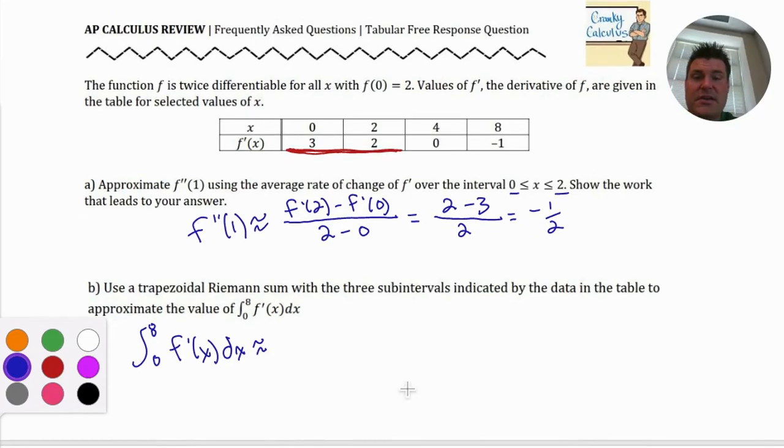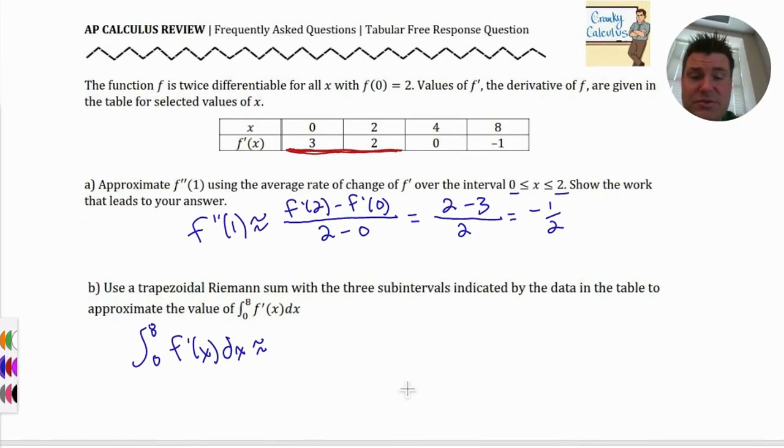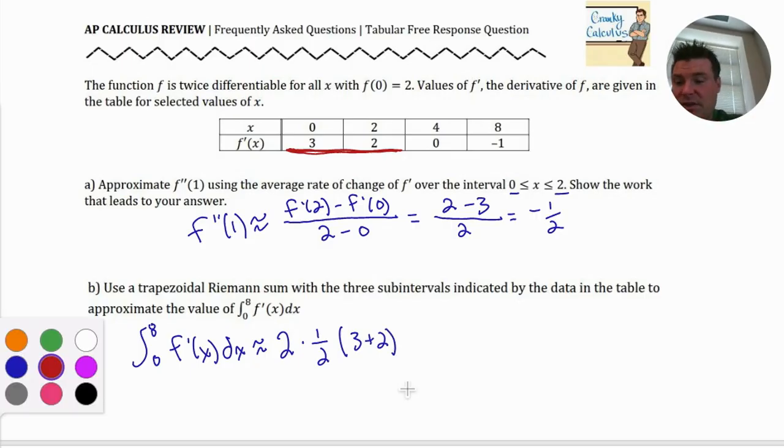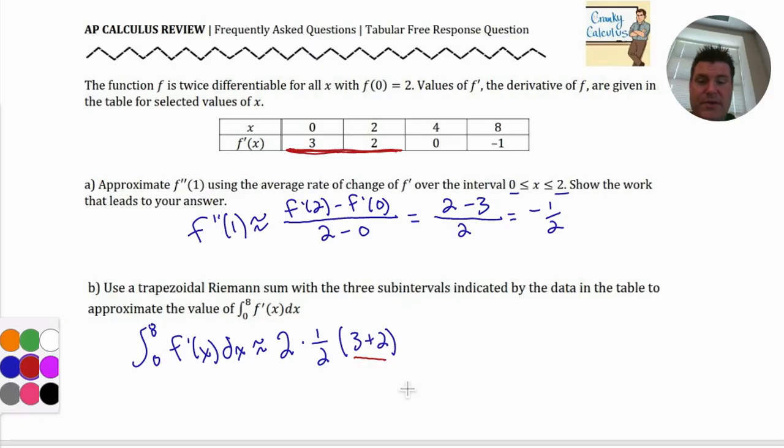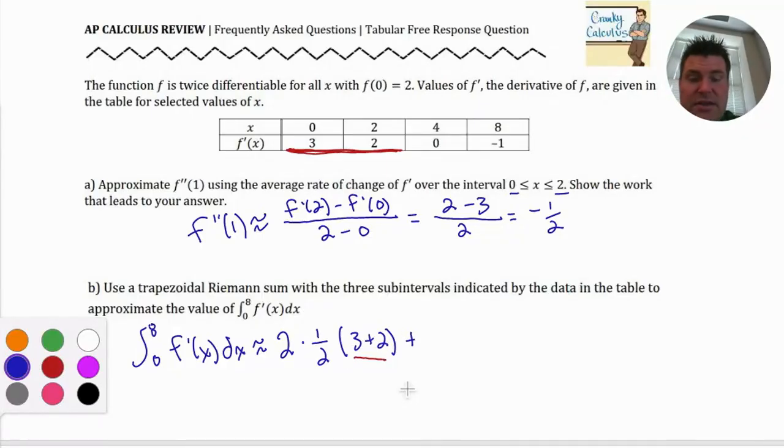So the difference from x equals 0 to x equals 2 is 2 times the average height, which is 3 plus 2. So what I just underlined in red is going to be what I just did right here. Those are going to correspond. Okay? And then now let's go ahead and do plus. We're going to go from 2 to 4. So 2 to 4 has a width of 2 times the average of, now let's underline this right here in green, 2 plus 0. And that should correspond to what I just underlined in green.